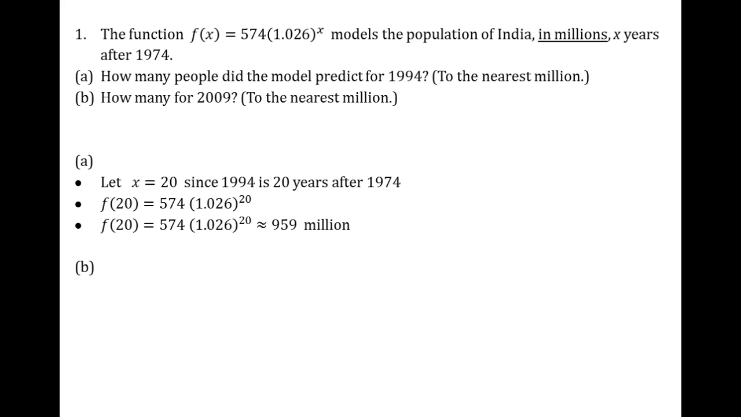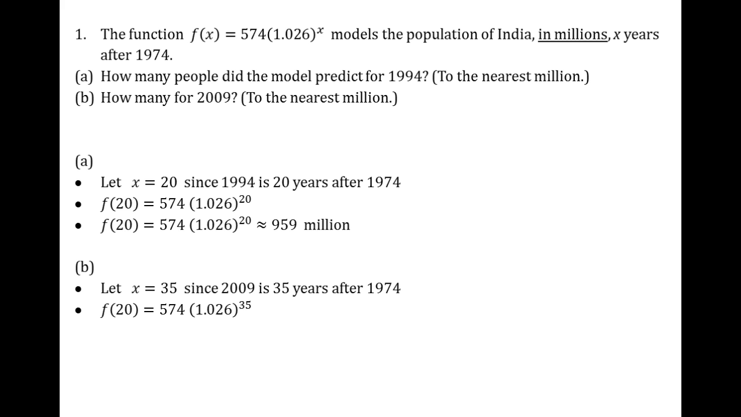Same kind of question, how many people for 2009? So 2009 is, in this case, 35 years after 1974. Just do 2009, subtract off 1974, and you get 35. So we plug in 35 for X, compute, and we get approximately 1,410 million people. So for the first two parts of this question, we're just given an X value, and we need to plug in and determine the corresponding output value.